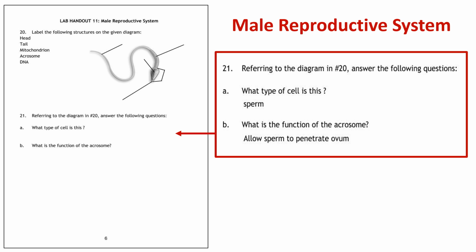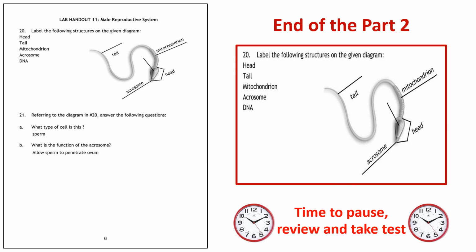Referring to the diagram, what type of cell is this? Sperm. What is the function of the acrosome? Allows sperm to penetrate ovum. This is the end of part 2 of the male reproductive system. Now, take a moment to pause this slide, review your answers, and then take your tests.